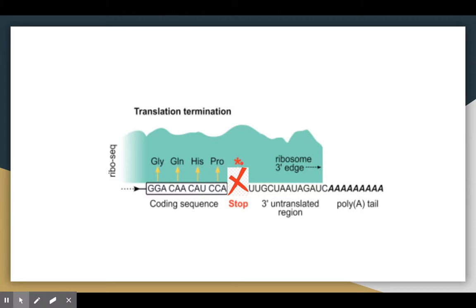Normal translation occurs by the ribosome and would terminate when it reaches the stop codon. However, an alteration of the anticodon being complementary to the stop codon would create many consequences for the cell. Rather than termination occurring, translation will continue to occur and no protein will be released.